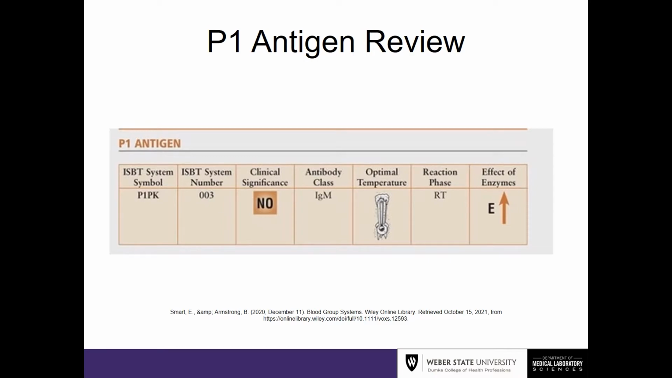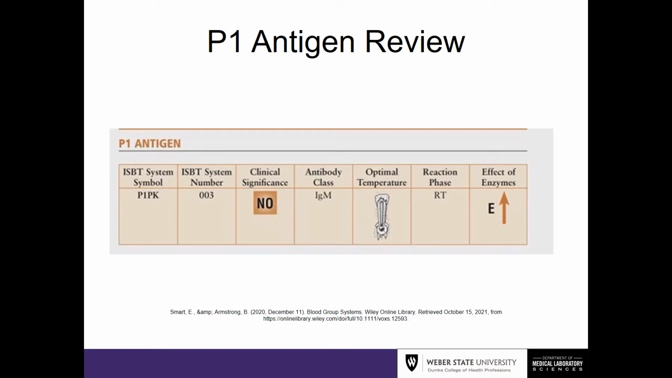I found this chart and thought it would be a good tool to use for a quick review of our P1 antigen information that we've gone over. So our ISBT system symbol or name is P1Pk. ISBT system number is 003. Clinical significance is no, with an asterisk: unless seen at the 37 degrees phase, and then just make sure you know what type of reactions you'll see.